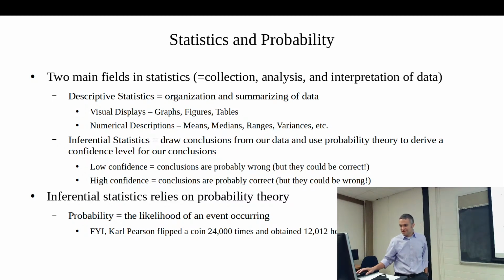12,012 heads. Almost 50%. I mean, almost 50%. 50% is 12,000 exactly. Right? It's pretty darn close out of 24,000. So our probability of flipping heads is 50%. Every time we flip a coin, we have a 50% chance that it turns out to be heads.